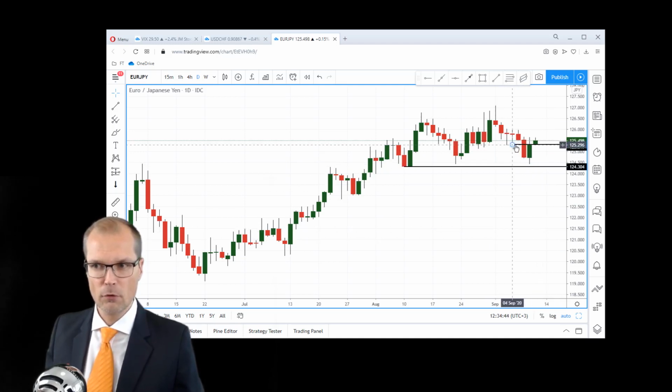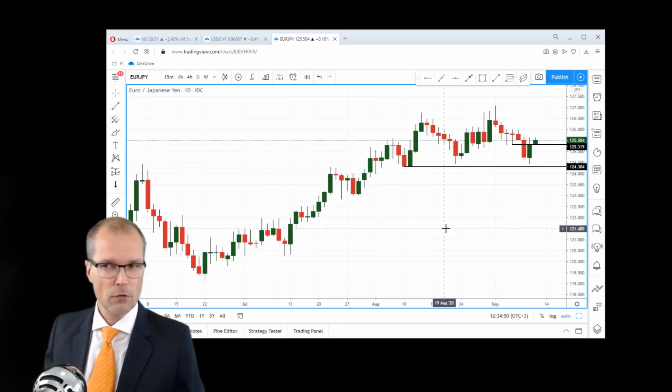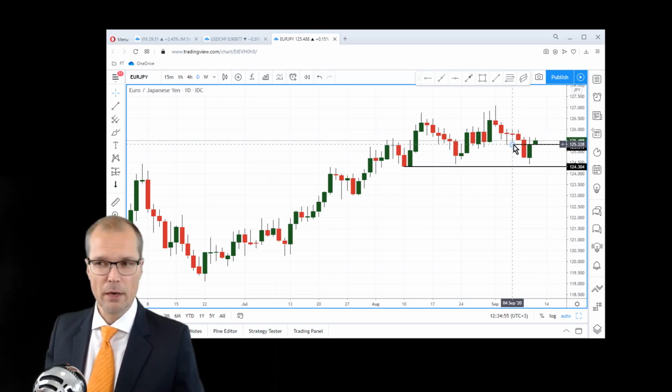125.34, 32, 30 area, roughly 125.30. And now the market is pushing a little higher from that level, but that served as a great target number one for this move higher. Let's see what else there was.